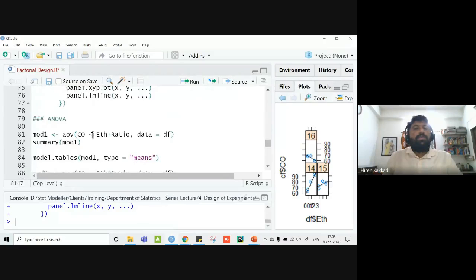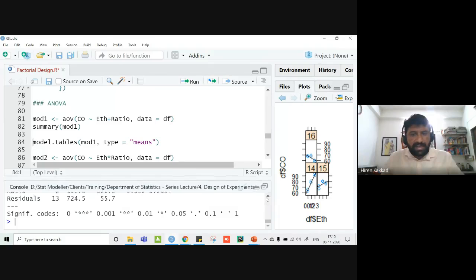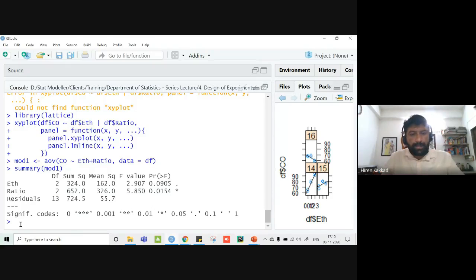Now let us go for analyzing the design. So we are going to use this aov function. What I'm saving into model 1, my response variable is CO2, followed by ethanol plus ratio, and the data that I'm using is stored in df. So let me run that, and then I'll find out the summary of this so that I can have the full view of the ANOVA.